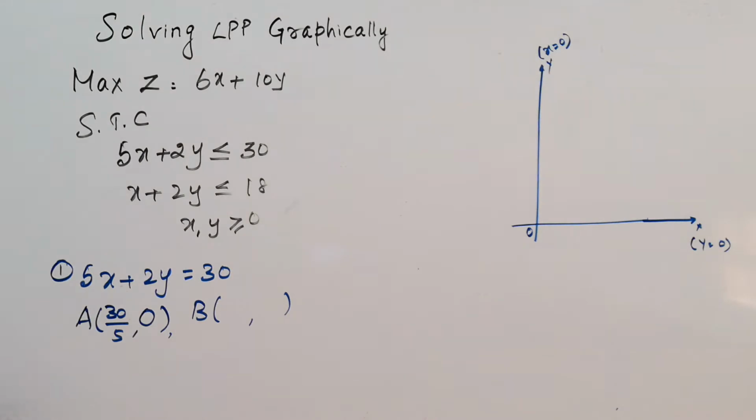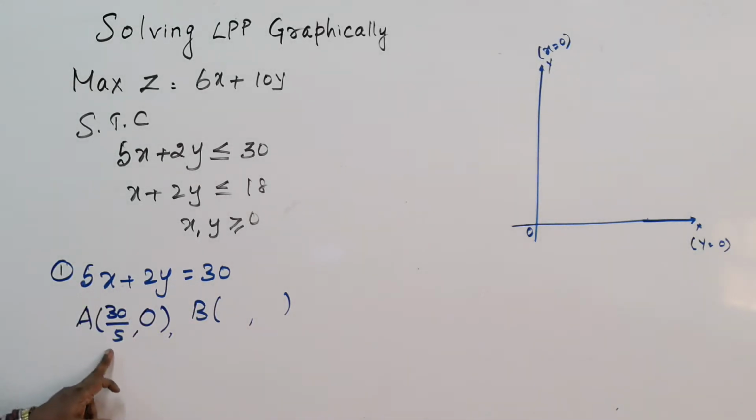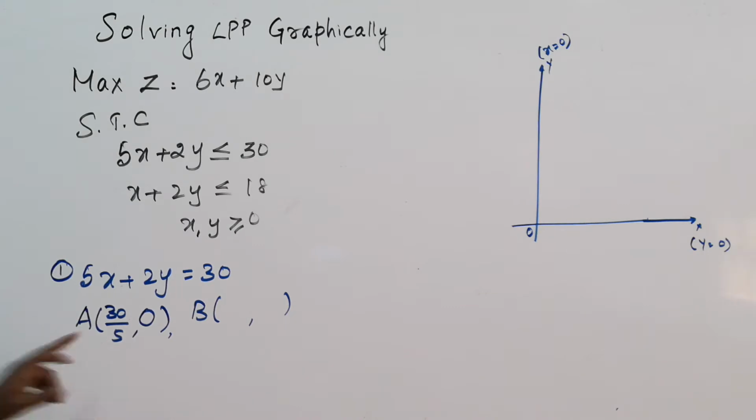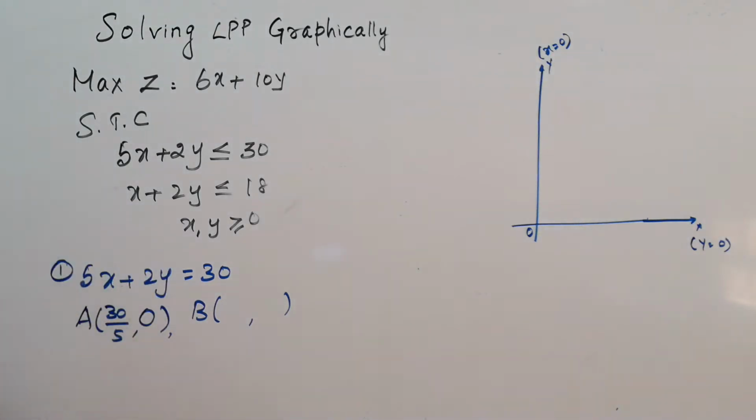The simple idea: for the first point, take the y coordinate as 0 and divide the right hand side by the coefficient of x. Now, in the same idea, I am going to find the y value.